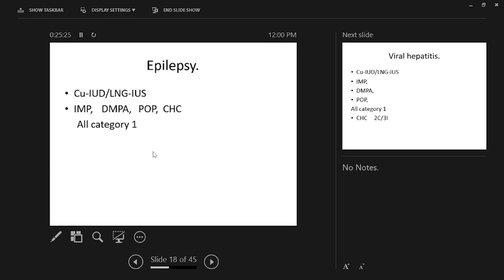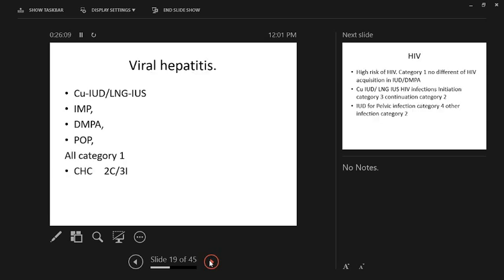Epilepsy. This epilepsy is one situation we come across in day-to-day practice, especially general practitioners. People ask whether they can continue, what are the most suitable contraceptive methods that they can use. The copper IUCD and LNG intrauterine system can be used without any problem, and implant, DMPA, progesterone only pills and combined hormonal contraceptives, all are category 1. Remember, the old anti-epileptics, phenytoin as well as carbamazepine, are liver enzyme inducers. But newer anti-epileptics have fewer teratogenic effects and they are not very potent liver enzyme inducers.